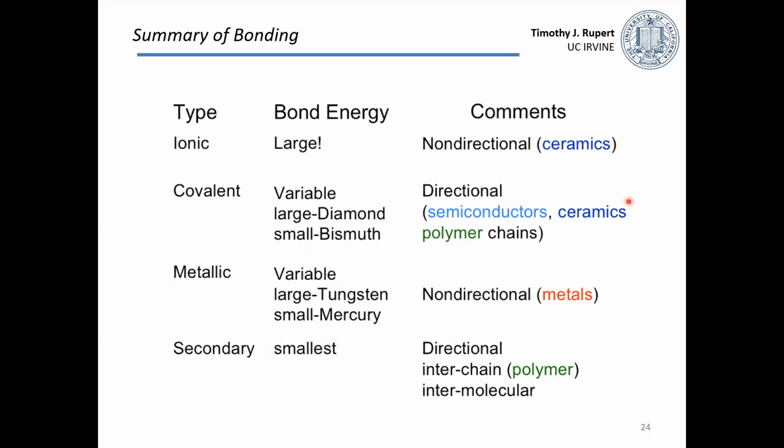Now, we're going to talk a lot about different classes of materials as we go on, and I'm just giving you the first taste of that: metals have metallic bonding, ceramics have either covalent or ionic, semiconductors have covalent, and polymers have covalent plus secondary.